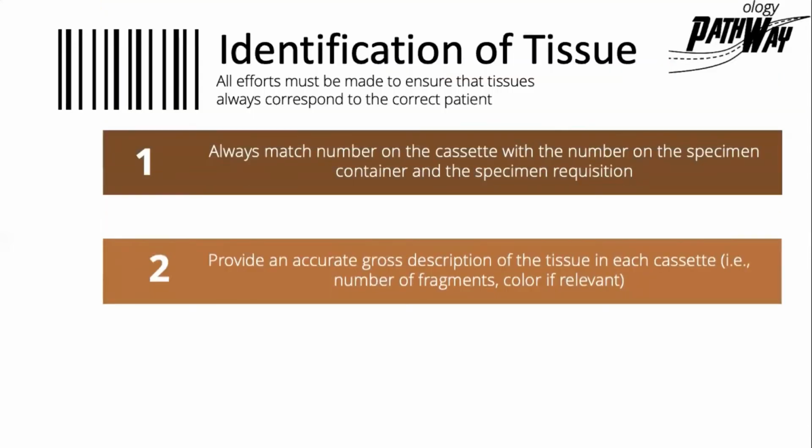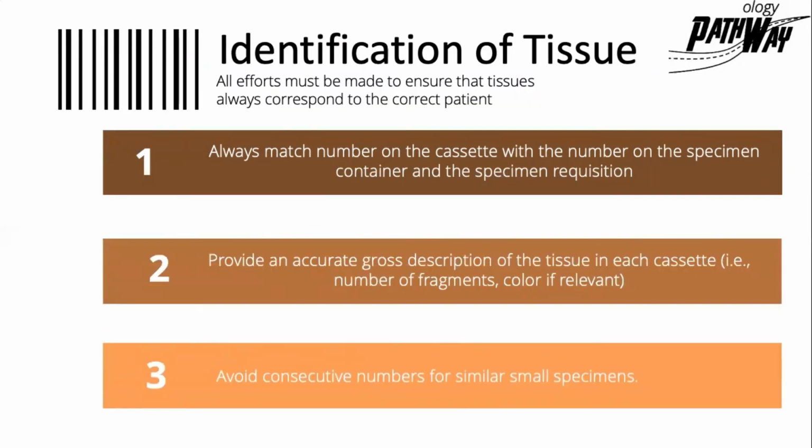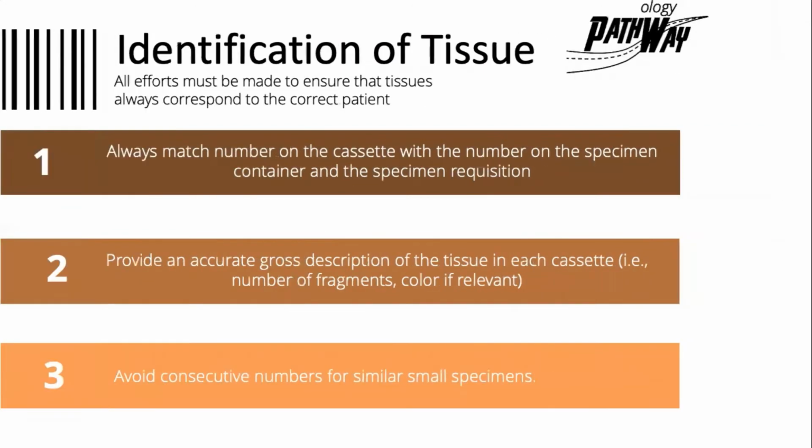Number two, provide an accurate gross description of the tissue in each cassette: number of fragments, color if relevant. So if the pathologist finds or suspects extraneous tissue on a slide, he will go back to this gross description to make sure that this fragment was or was not present in the cassette. Number three, avoid consecutive numbers for similar small specimens.